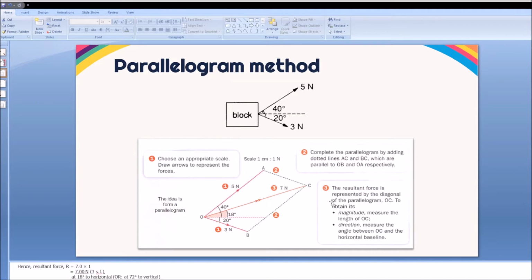Okay, the resultant vector is then drawn from the starting point where the two vectors originated to the intersection of these two dotted lines. And then all you need to do is to measure this length, and this will give you the resultant vector. The direction can be measured based on the angles.